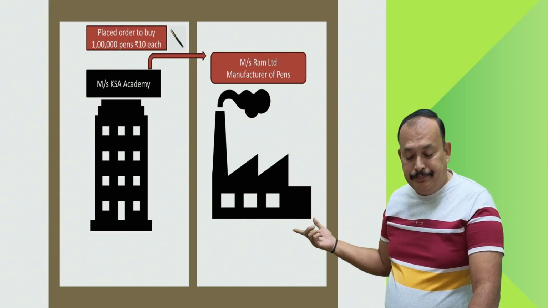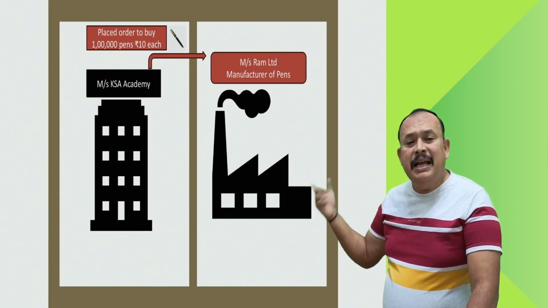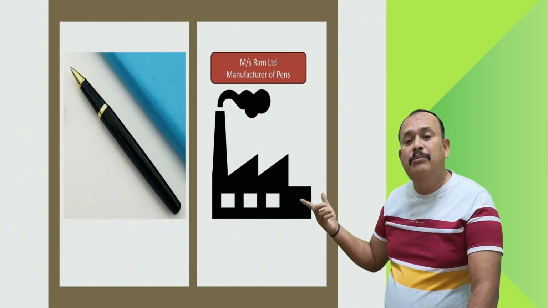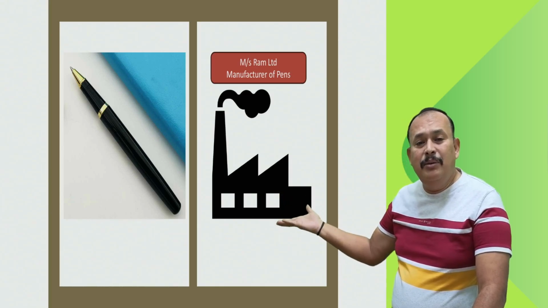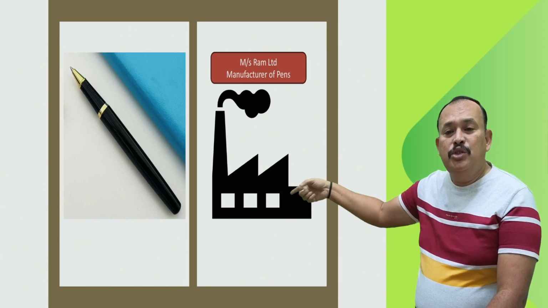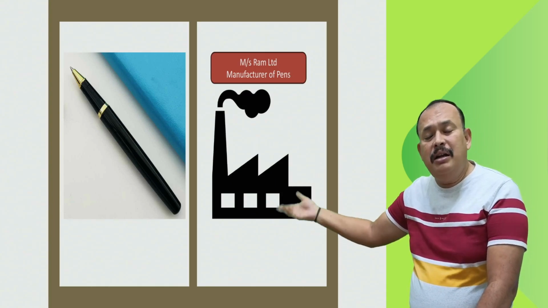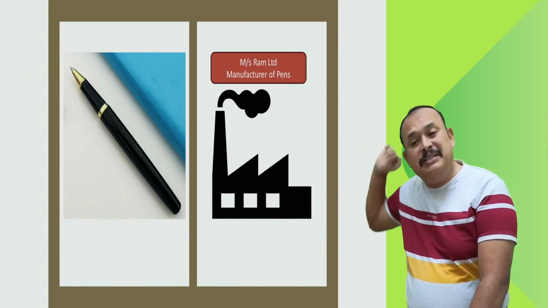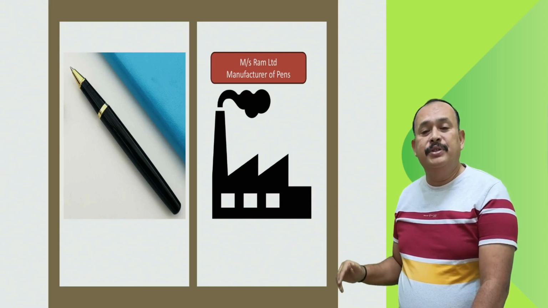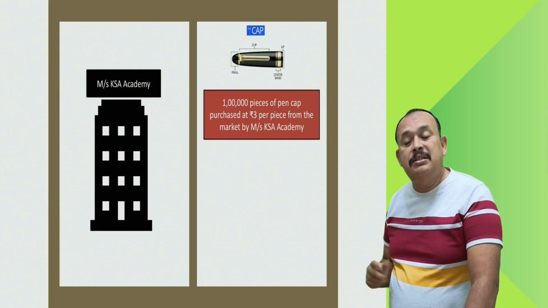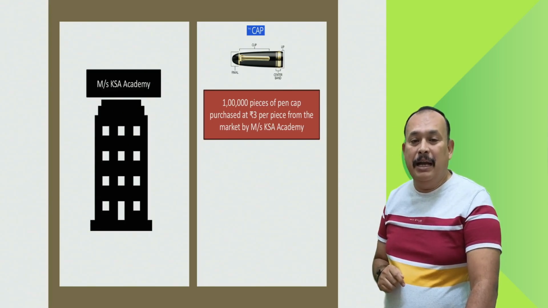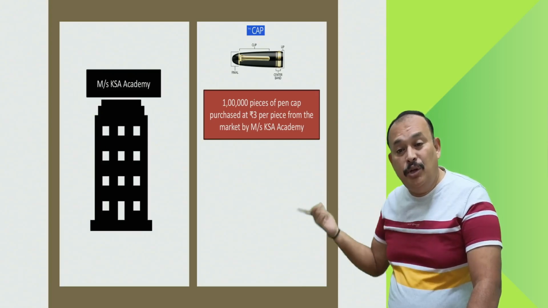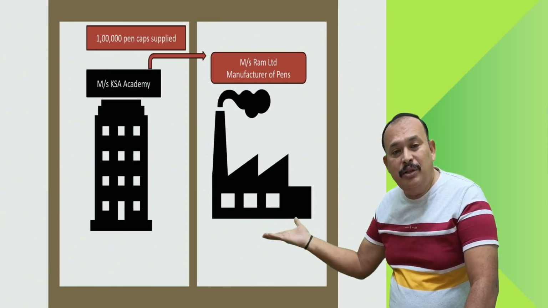My dear friends, KSA Academy purchased the pen caps and made them available. Here, RAM made available only the pen without the cap. So the cap was not purchased or produced by RAM Limited. On behalf of RAM Limited, KSA Academy purchased the pen caps from the market. See, how many caps were purchased? 1 lakh pen caps at the rate of 3 rupees per cap. And KSA Academy made that cap available and gave it to RAM Limited freely.